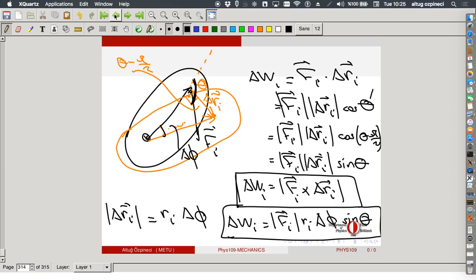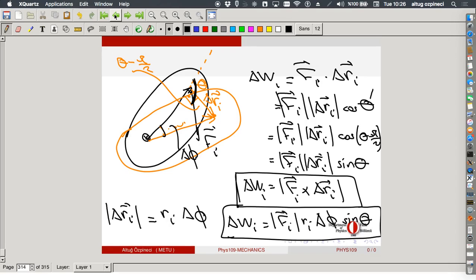Now let's go back to this example. What is the direction of the torque? In this example, what is the direction of the torque? Let's assume that there are no other forces acting on my system. My system is rotating like this. What is the direction of torque? Torque is R cross F. Just imagine R is rotating towards F. So it is into the screen. Torque is into the screen.